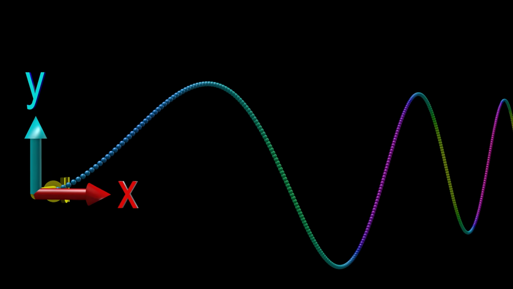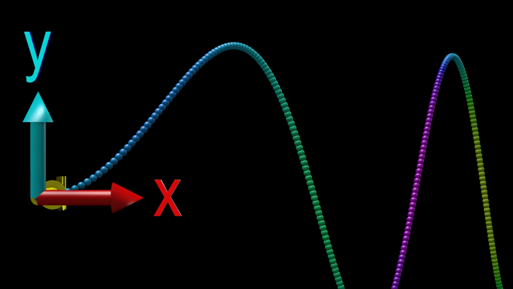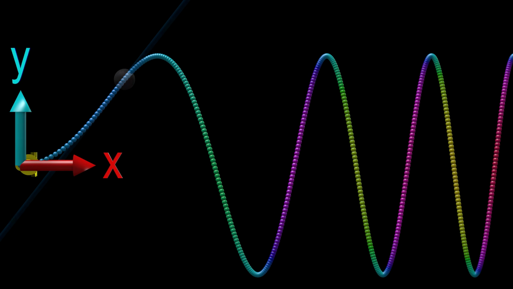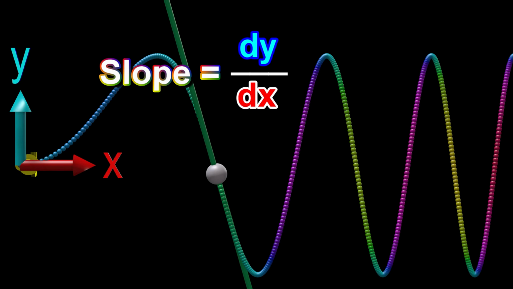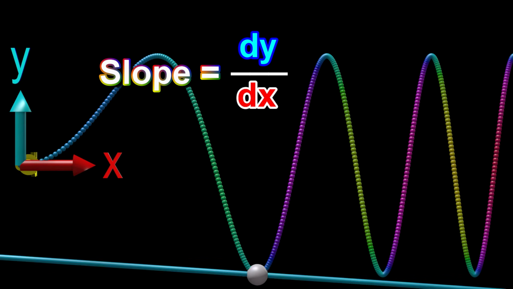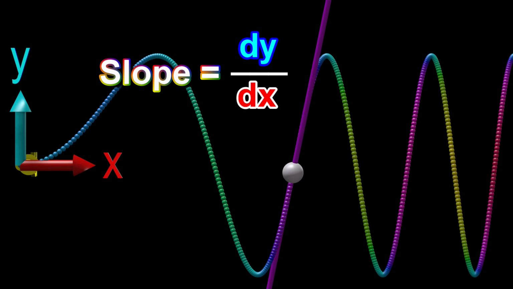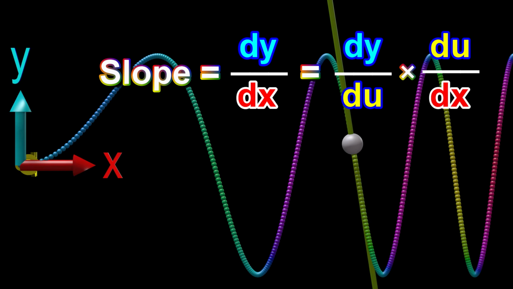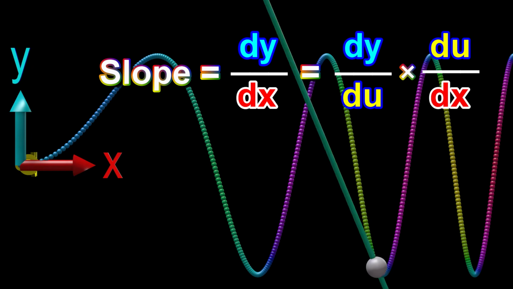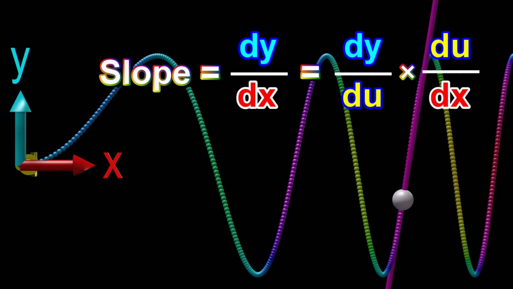Let's return to viewing y as a function of x. The slope of this graph at every point is how quickly y changes when x increases. This is equal to how quickly y changes when u increases, multiplied by how quickly u changes when x increases. We call this principle the chain rule.